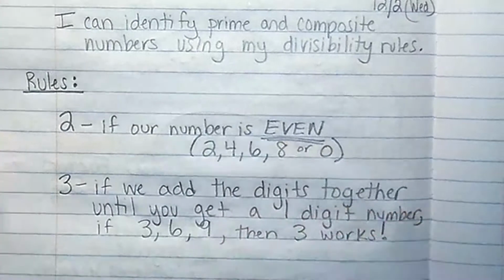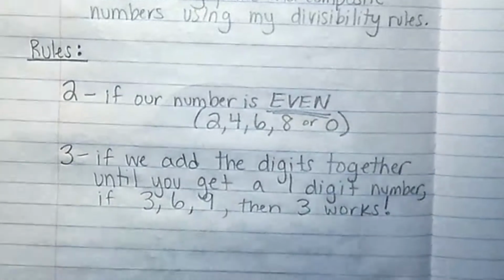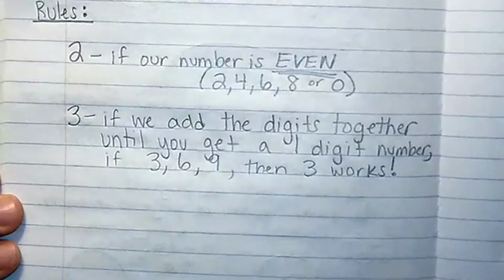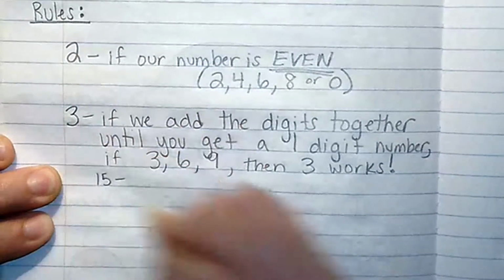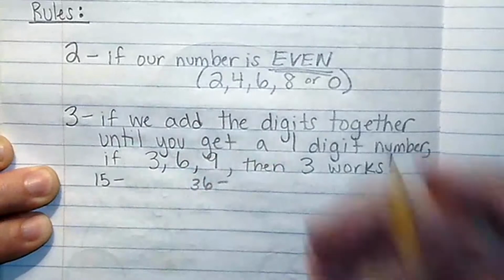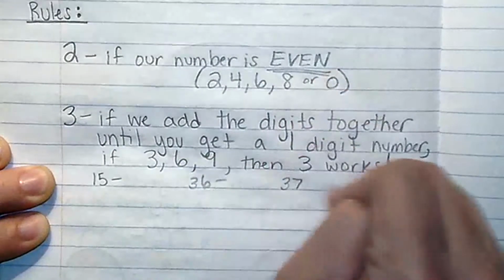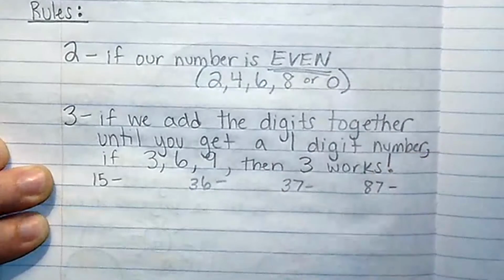Okay, I'm going to do a couple of examples to show you this. That's a hard one and also one of our most important ones. So I'm going to list a couple numbers. I'm going to write 15. I'm going to write 36. I'm going to write 37. I'm going to write 87. Now here's how you test it.